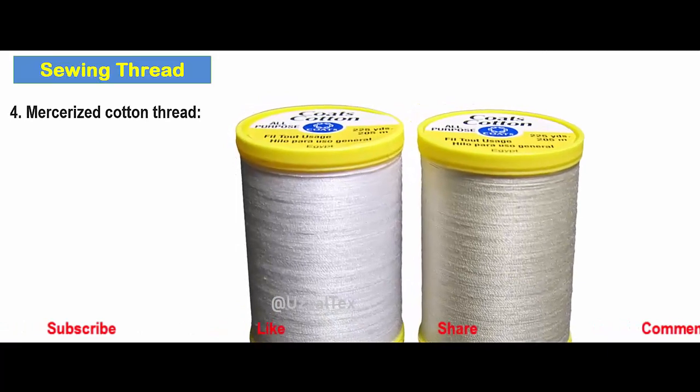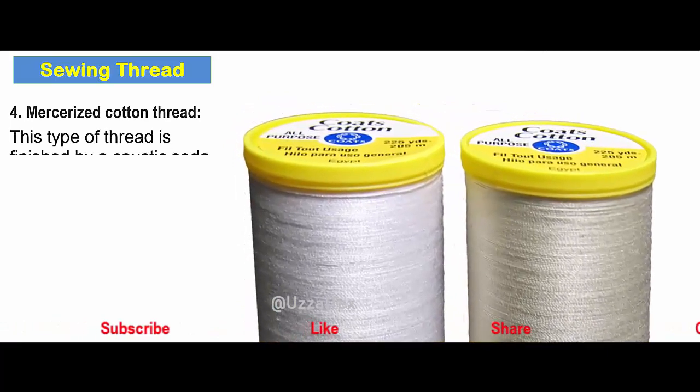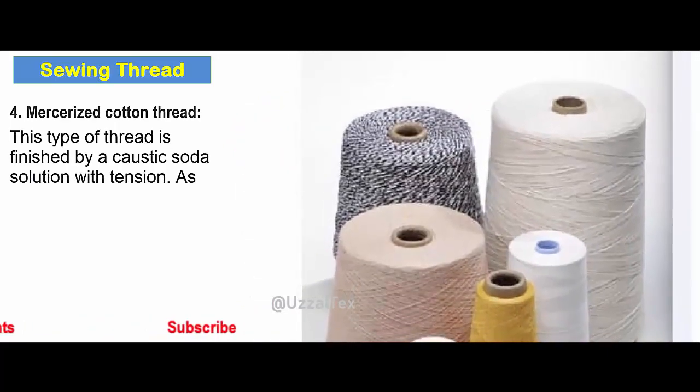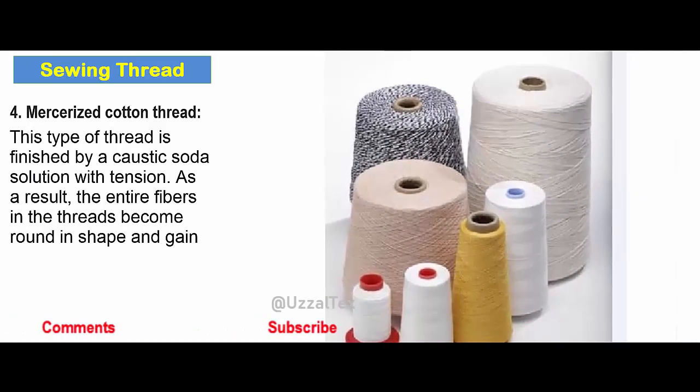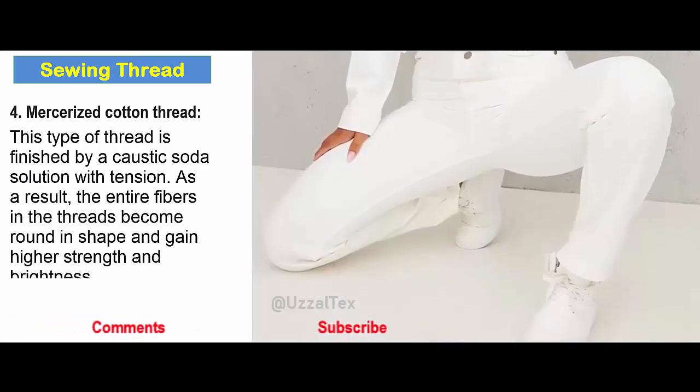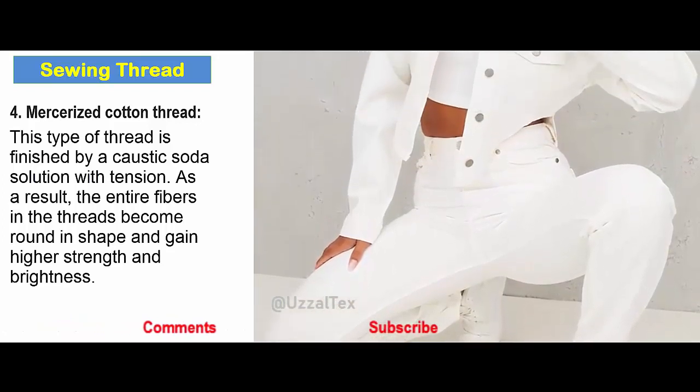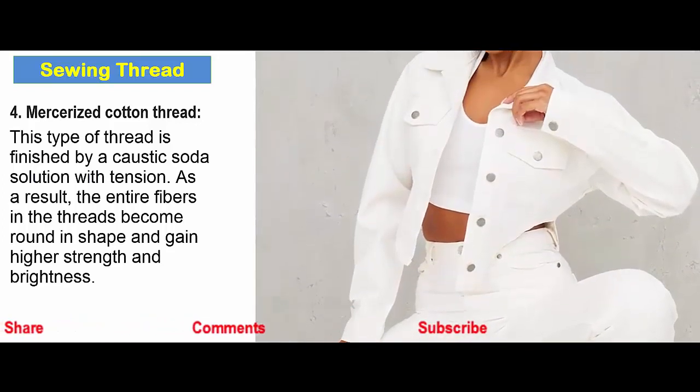Mercerized cotton thread. These types of sewing thread are finished with a caustic soda solution under tension. As a result, the fibers in the thread become round in shape and gain higher strength and brightness.